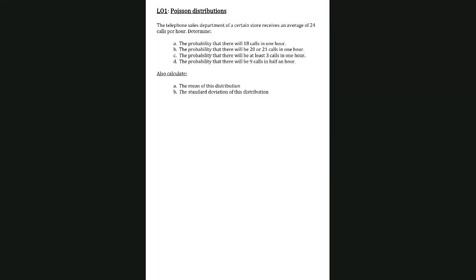Okay, so question C then says the probability that there will be at least 3 calls in 1 hour. So saying that there would be at least 3 calls in 1 hour. This means that 3 is the minimum in this case, and it's everything above 3 and inclusive of the number 3 itself. So basically, they're saying here, determine the probability of x being at least 3, which means 3 and everything above it. So essentially, they're saying x being greater than or equal to the number 3.